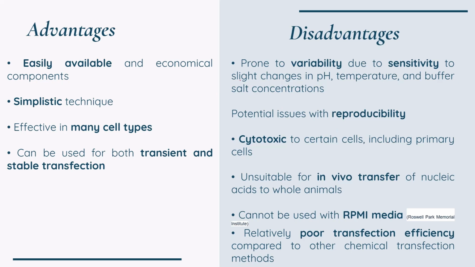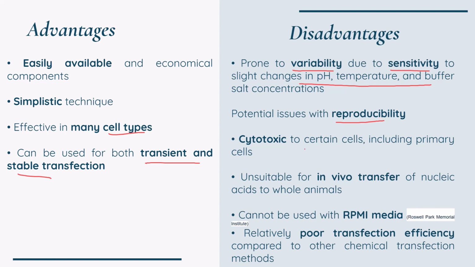So it is very easily available, simplest, and many cell types can be used, and it can be used for both transient and stable transfection. Disadvantages are the variability and sensitivity to slight changes in pH, temperature, buffer, salt concentration, etc. Then potential issues with reproducibility. The way in which one cell gets transfected, we can't exactly reproduce the result in another cell. So that is a problem.